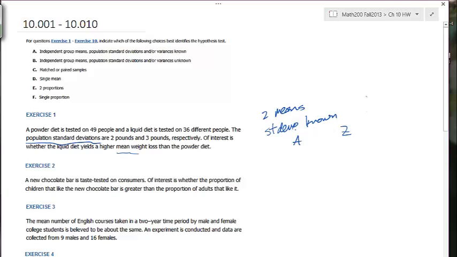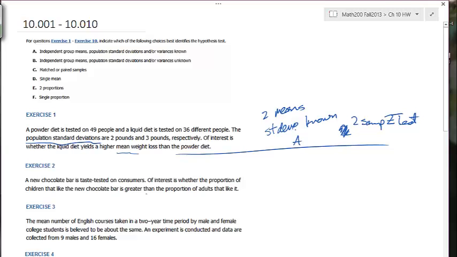I guess for the sake of our calculator and looking ahead, we're going to do a 2-samp z-test based on this information. Alright, number 2, new chocolate taste bar is tested on consumers.